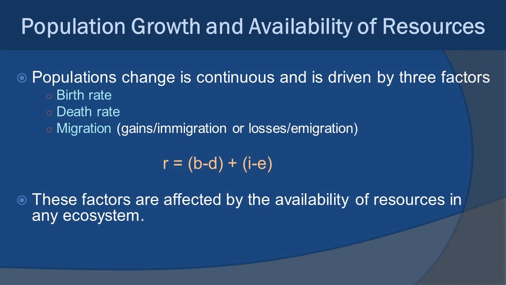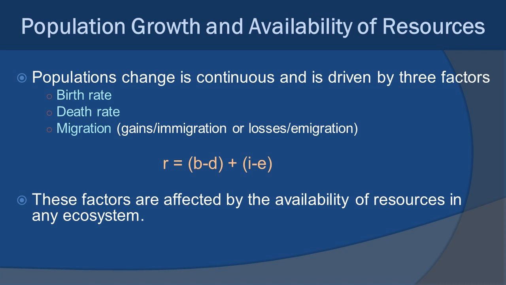And in order to understand that, we generally look at population growth and how that connects to available resources. To calculate population growth for a particular area, it's actually relatively easy. You look at the birth rate, you look at the death rate, and you look at migration. Now, migration can be broken into two different types of migration.